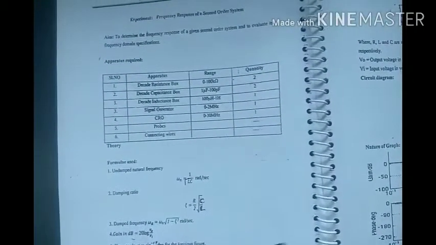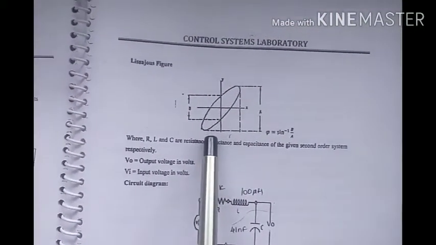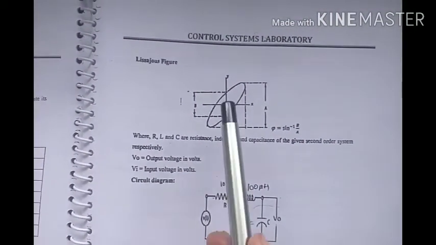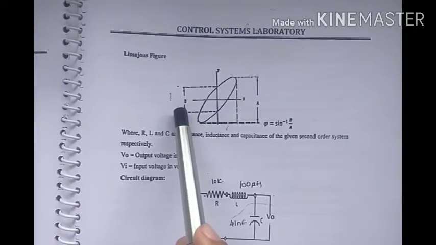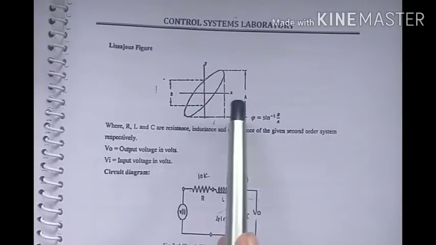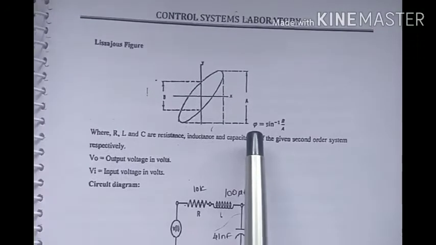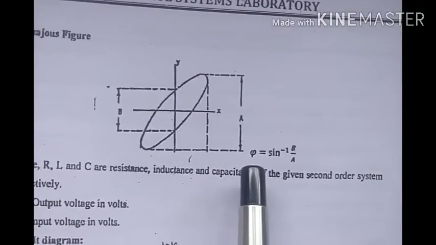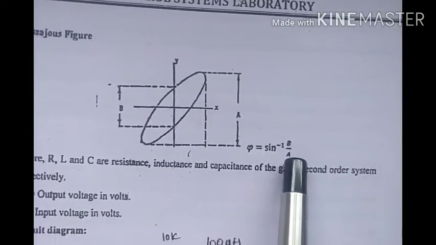This is the Lissajous pattern. From this Lissajous pattern we are able to get the phase angle. The point that is touching the y-axis is termed as B, and the higher end points of the y-axis are termed as A. So in order to find the phase difference between the output and input, phase angle phi is equal to sine inverse B by A.